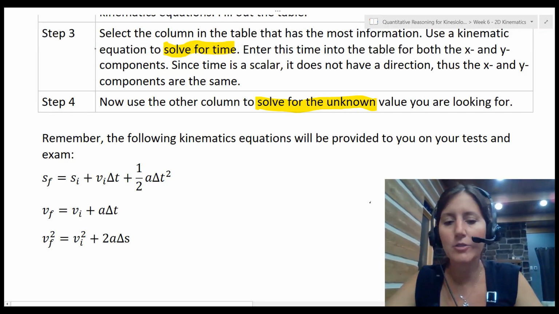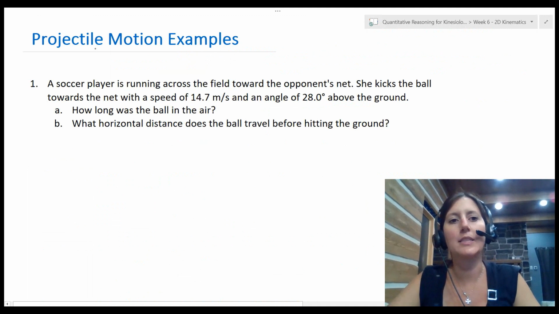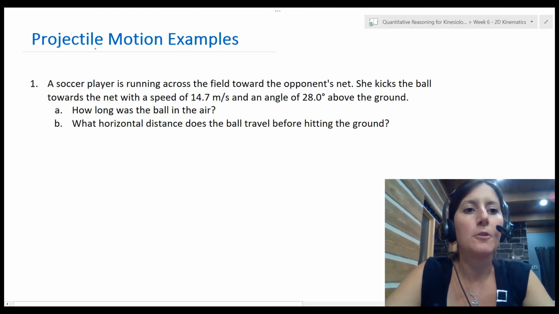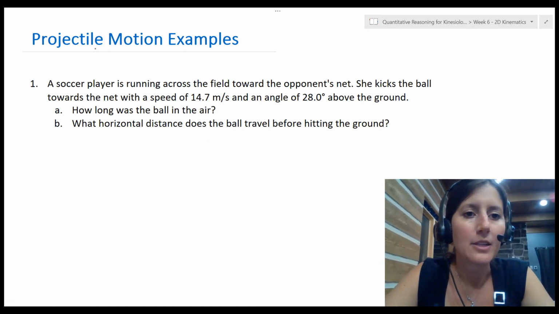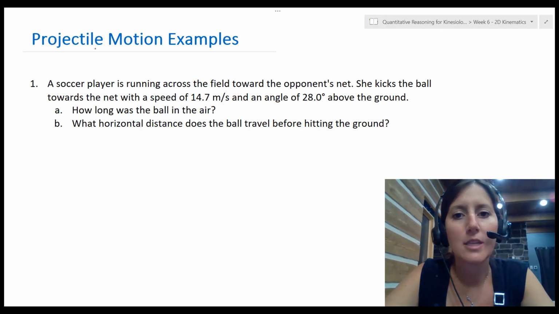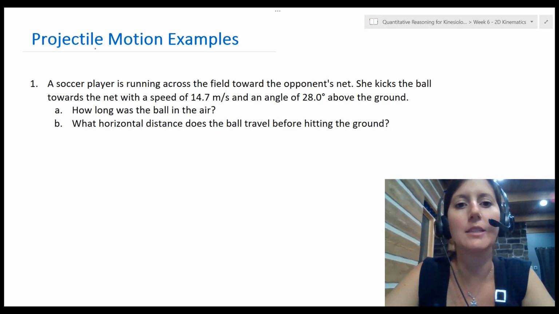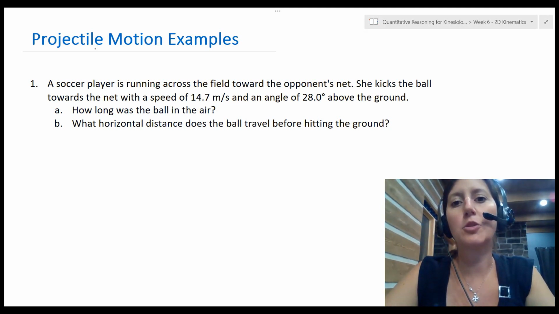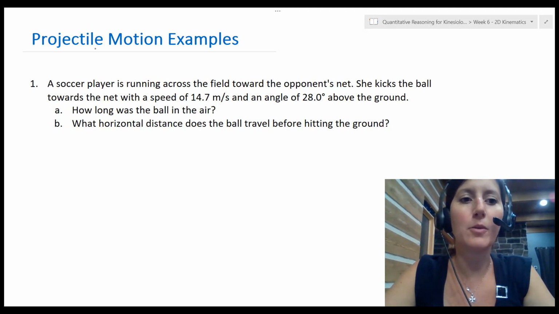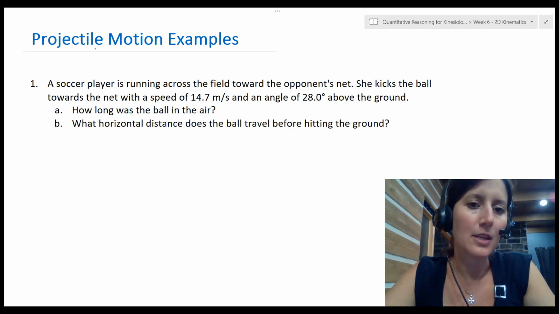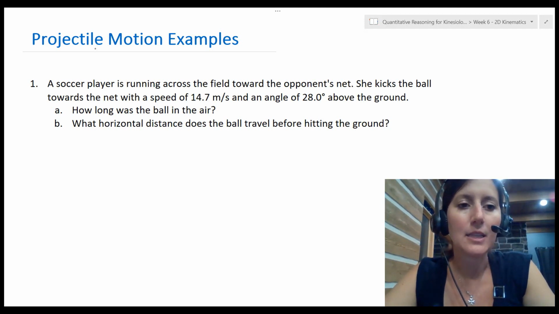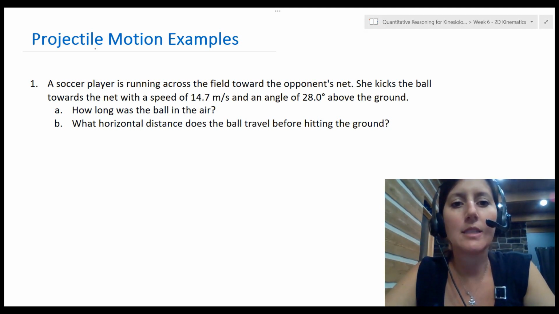All right, so let's go ahead and use this process to actually practice some problems. So the first problem says a soccer player is running across the field towards the opponent's net. She kicks the ball towards the net with a speed of 14.7 meters per second and an angle of 28 degrees above the ground. How long was the ball in the air? So that means like how much time did the ball spend in the air? And what horizontal distance does the ball travel before hitting the ground?